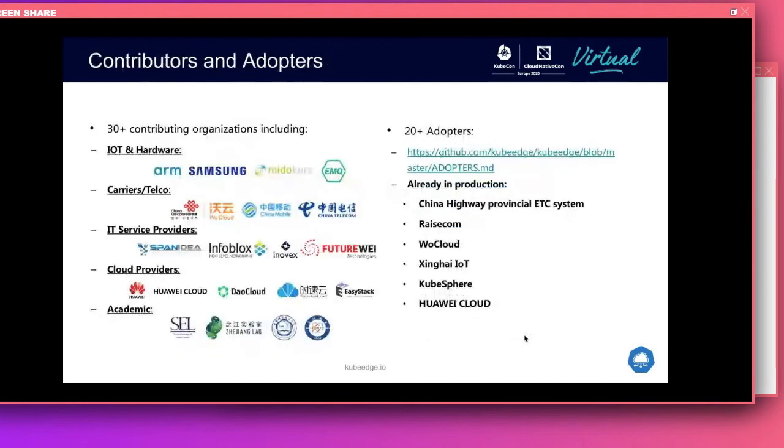All right. So here we have a few contributors. We can find that the community member companies include the cloud providers, IoT service providers, and we also have the telecoms and also the hardware and the IoT vendors. KubeEdge itself currently has more than 20 adopters, and the biggest use case is the China Highway provincial electronic tolling system. It's currently managing more than 50,000 nodes, so very impressive.